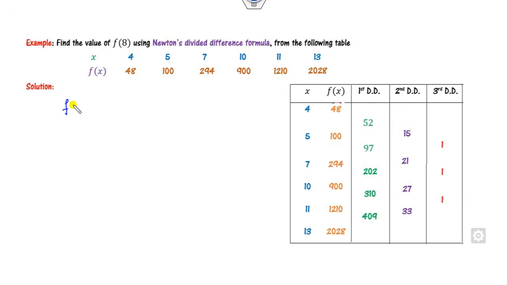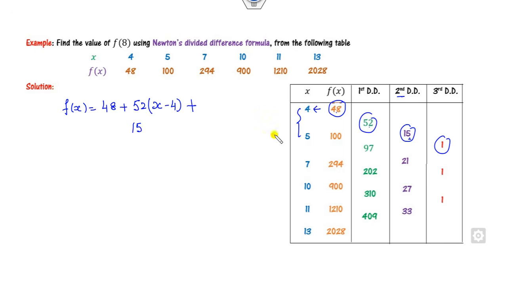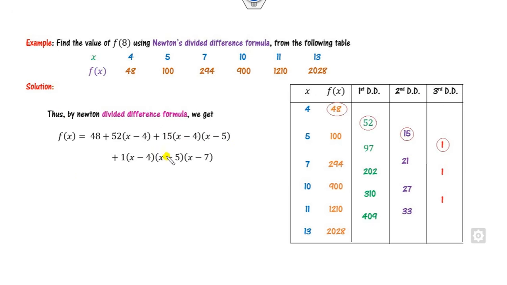Now how can you find the polynomial? That's very simple. You always pick the first parts. The first number you write as such, plus this number 52 into x minus the first number, plus this 15. This is my second difference, so you have to take two factors, x minus 4, x minus 5, plus this number 1. This is my third, so you have to write the first three factors, x minus 4, x minus 5, x minus 7. So if you open this bracket, you will get the required polynomial.